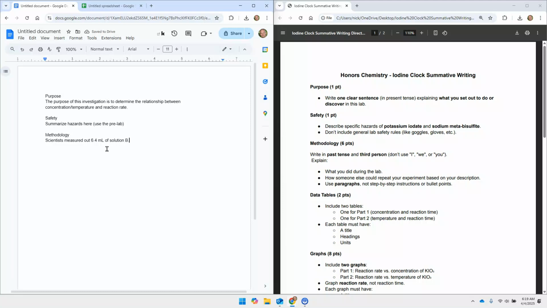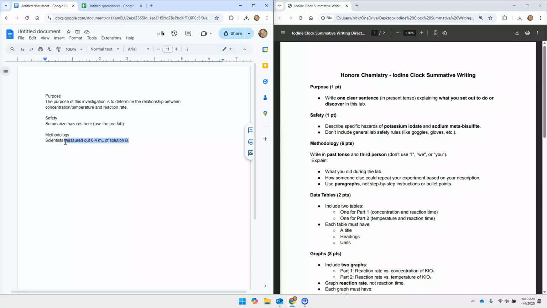We had two parts to the lab. The first part, we were looking at the relationship between concentration and reaction rate. And then for the second part, we were looking at the relationship between temperature and reaction rate. If you don't recall what we did in the lab, I suggest you go back and pull up the video for the lab and go through. I don't need specific steps, but just summarize what you did.